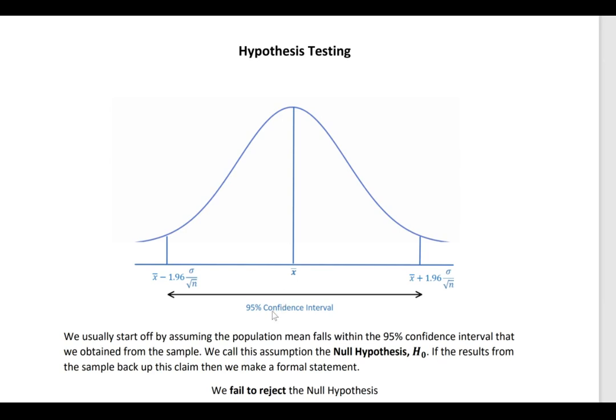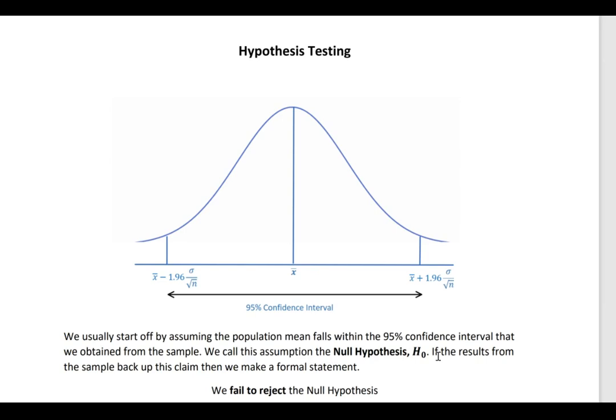to set up a 95% confidence interval between this lower limit shown here and the upper limit here on the right. And the idea is we're trying to figure out if the population mean is within those limits. Now, our starting point is to assume that it is, and we call this assumption the null hypothesis H0.